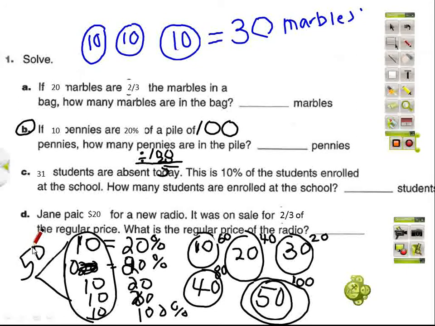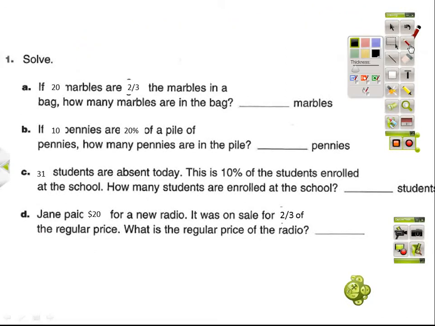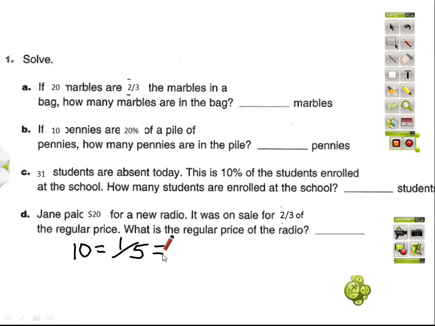Ben, what did you do for this one? You did something really cool. Could you just talk and I'll write? Give him the mic. It says 10 equals 1/5. How did you know that? I knew that because 20 goes into 100 5 times. 1/5 is 20%.